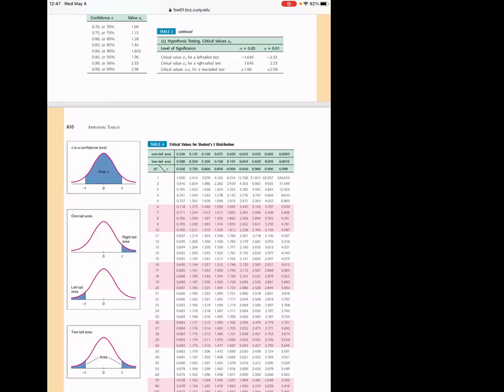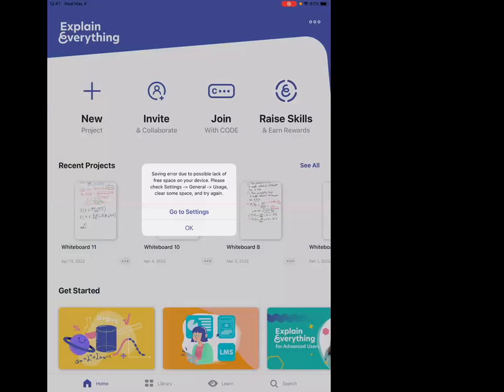But in our case, what did we say in the problem, the review sheet? 90%, and degrees of freedom 9. So we said it's 1.833. So this is T subscript C.